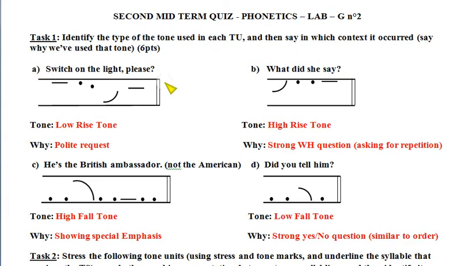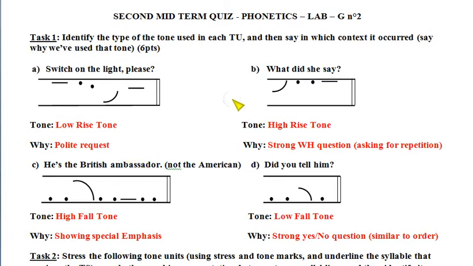We start with the first statement. It says, switch on the light please. We notice that the curved line goes from a very low level to a mid-level, so we call this tone a low-rise tone, and we have used that tone because this statement is a polite request. Maybe it resembles an order because we have switch on, but if it was an order, you will find the curved line going from a mid-level down to a very low level. So this is not an order, but it is a polite request.